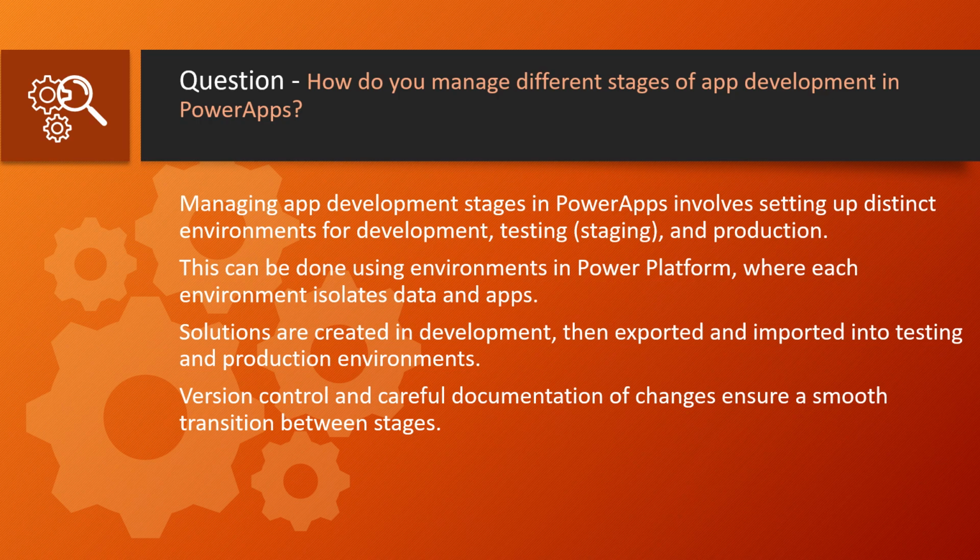This can be done using the environments in Power Platform, where each environment isolates data and apps. For this, solutions are created in development and then exported and imported into the testing and the production environment. Version control and careful documentation of the changes ensure a smooth transition between the different stages.